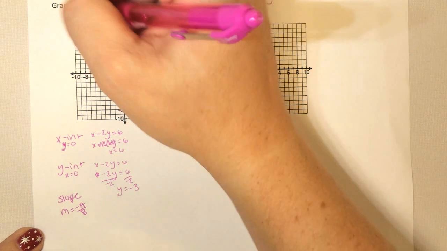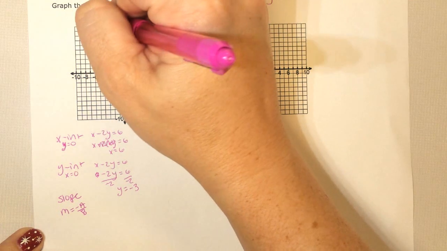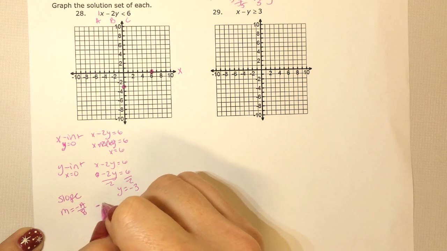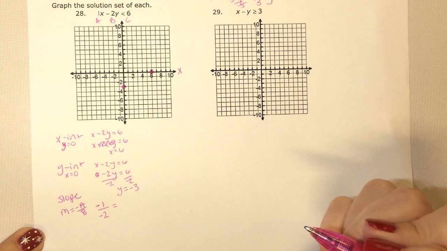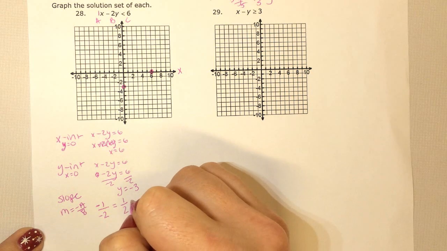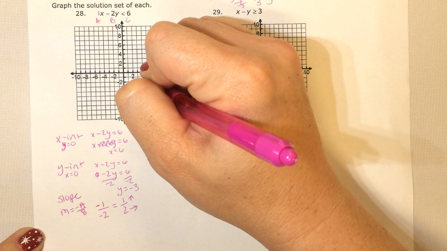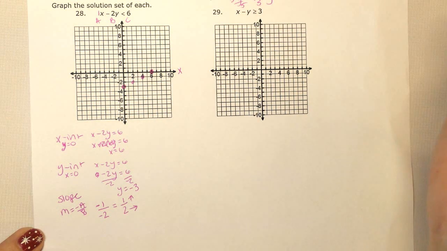And then again, slope. This is just 1, so I have 1x minus 2y. It's opposite of a over b, so the opposite of positive 1 is negative 1, over b, which is negative 2. And 2 negatives makes a positive. So I'm going to rise 1, run 2. Rise 1, run 2. And it brought me back to my point, meaning I did it correctly.